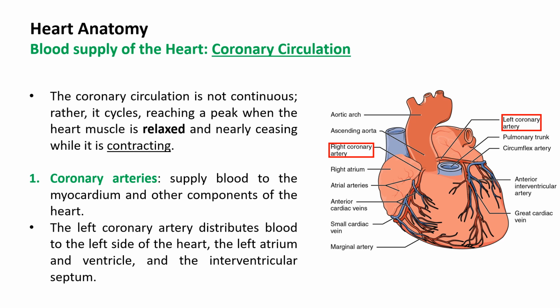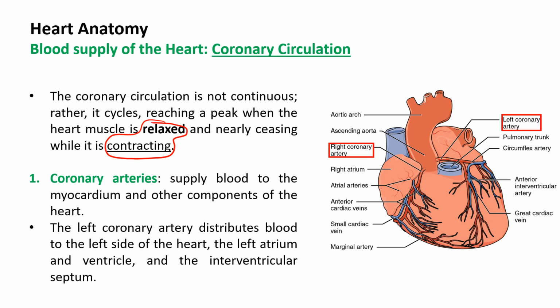Because systole is when the heart contracts, is when the blood gets pumped through the aorta, and the blood will move towards the tissue. So the tissues receive blood during systole. Now, the heart itself does not receive blood during systole. Instead, the heart itself receives blood during diastole. And this is the only organ that receives blood during diastole instead of systole.